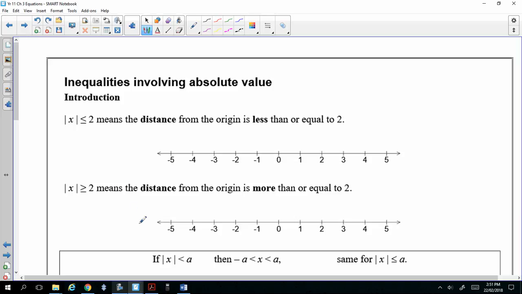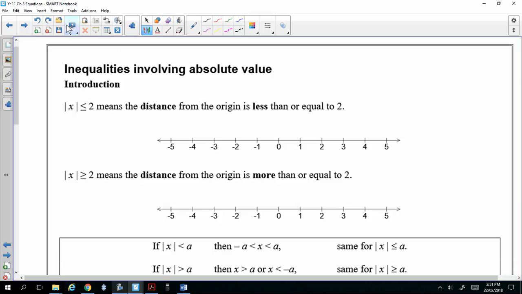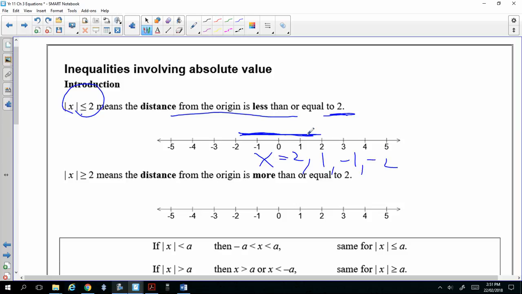Inequalities. So how do we solve inequalities? The absolute value of x less than 2 means the distance from the origin is equal to or less than 2. So what are the numbers that are less than 2 units away from the origin? Everything here, isn't it? All these numbers work, so x is 2, 1, negative 1, negative 2, and of course numbers in between like 1.5, etc. So the answer to this inequality will just be x between 2 and negative 2.